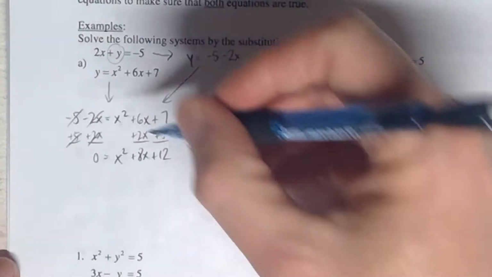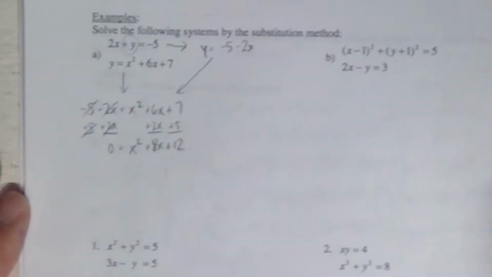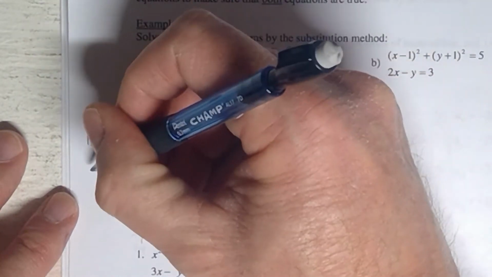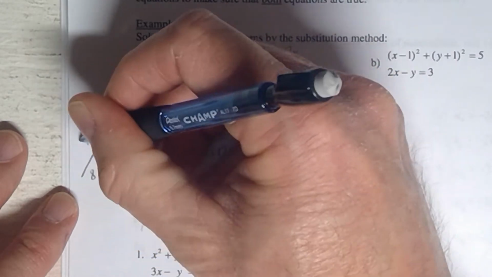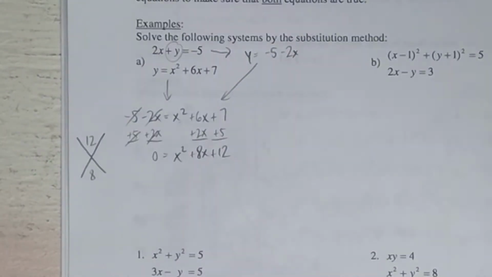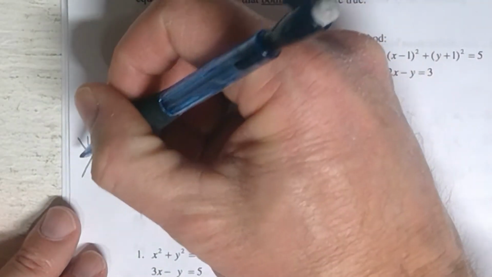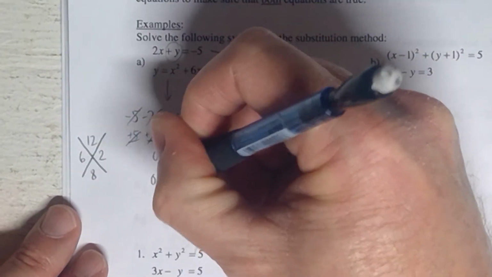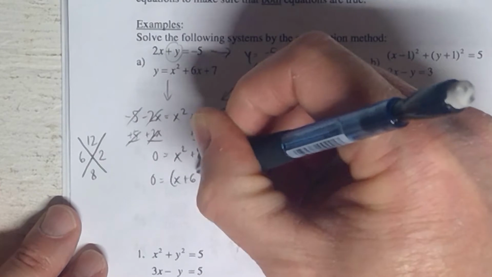Well, that looks like a Berry method type of problem right there. Okay. Where you have a product of 12 and you have a sum of 8. What two numbers are going to give you a product of 12 and a sum of 8? Okay. Wouldn't that be 6 and 2? Okay. And so that means what? That means that we're going to get x plus 6 and x plus 2.